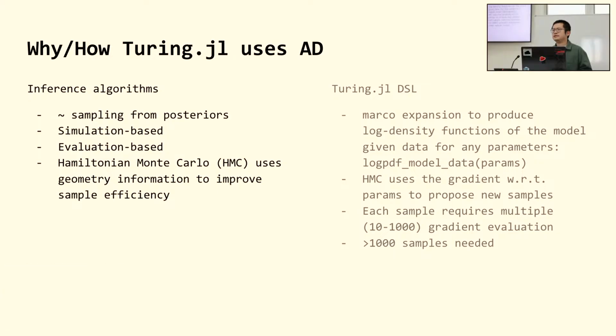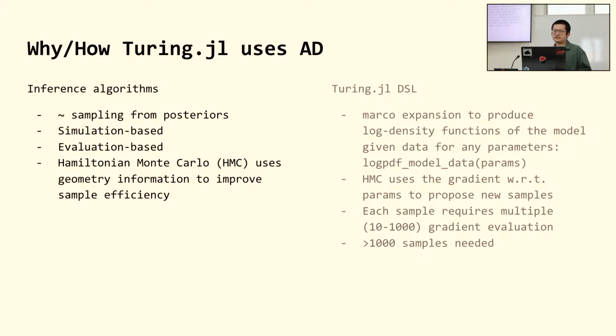As I said, the main thing Turing automates is doing Bayesian inference for you. And there are a lot of Bayesian inference algorithms. But in our context, we're mostly treating Bayesian inference as a sampling problem. As long as you can sample from the posterior that your model and data define, that's the main thing we're automating.